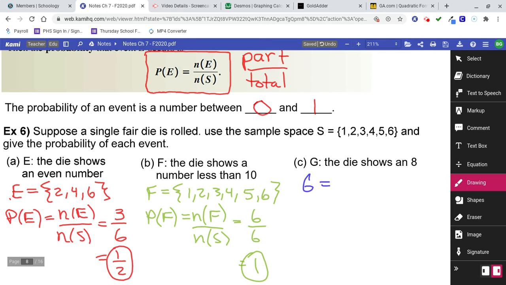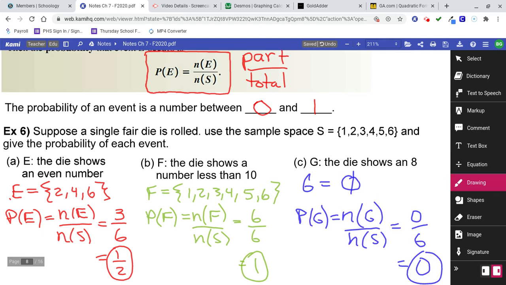G says the die shows an 8. Well, there is no 8, so that's the empty set. G is an empty set. If I'm finding the probability of G, I'm finding the probability of an empty set. The number of items in G over the number of items in the sample space, that's 0 over 6, which is 0. That's impossible. So it's an impossible event.